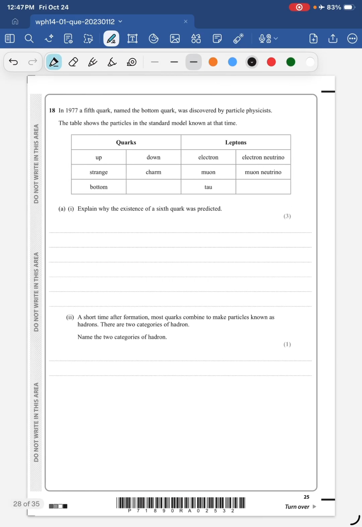So let's move on. Question 18. In 1977, a fifth quark named the bottom quark was observed by particle physicists. The table shows the particles in the standard model known at that time. So they have the quarks and the leptons. Explain why the existence of a sixth quark was predicted. So the answer is that the standard model, let's call it SM, is symmetric.